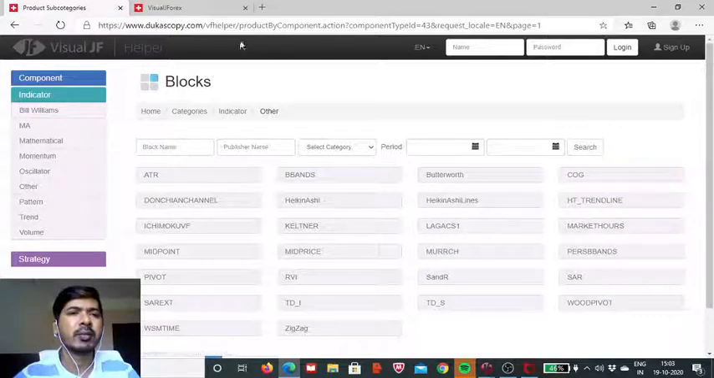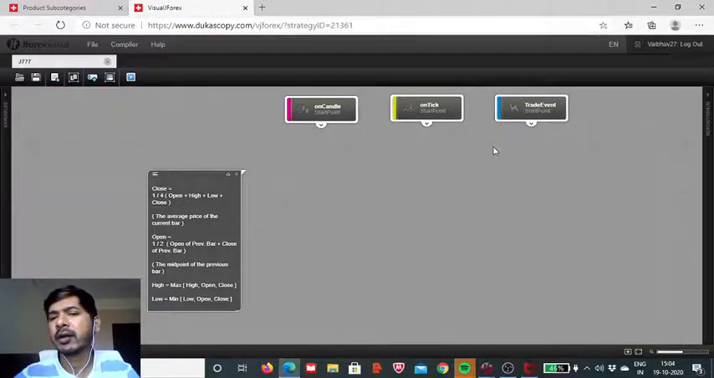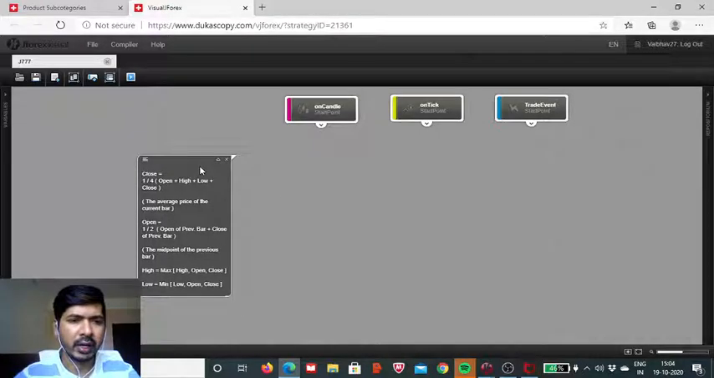Heikin Ashi simply means average bar in Japanese, and if you want to know how it is calculated, I have also included the formula for calculation of these Heikin Ashi lines. The closing price is simply the average price. We take into consideration the open price, high price, low price, and the closing price, add them and then divide by 4, and that is the closing price for the Heikin Ashi candlestick.